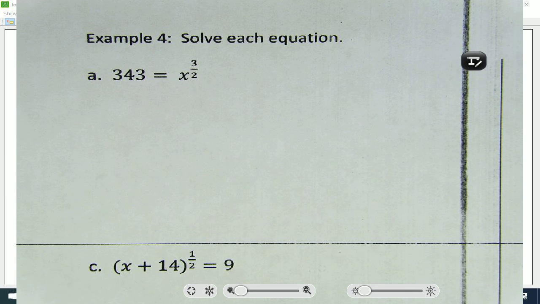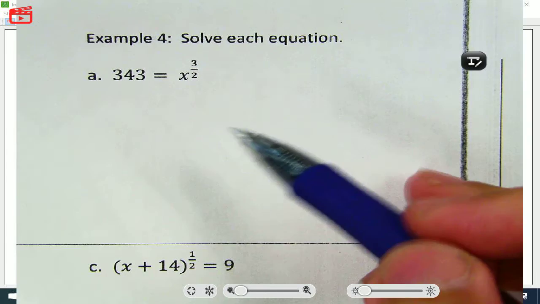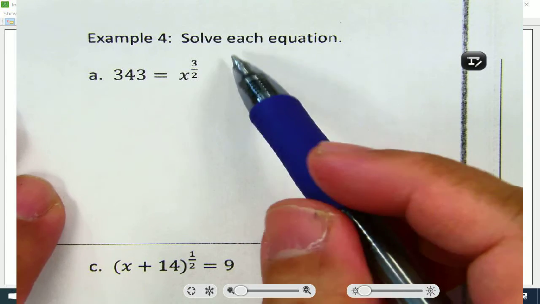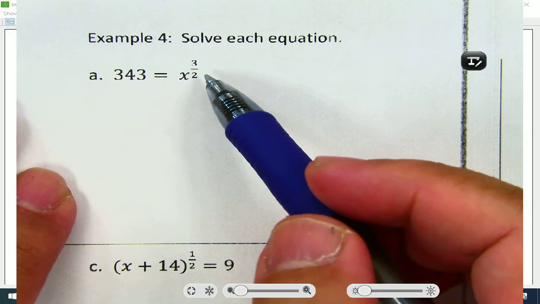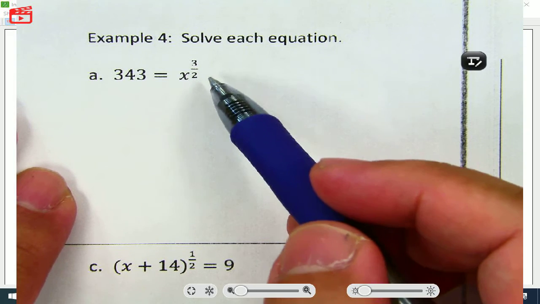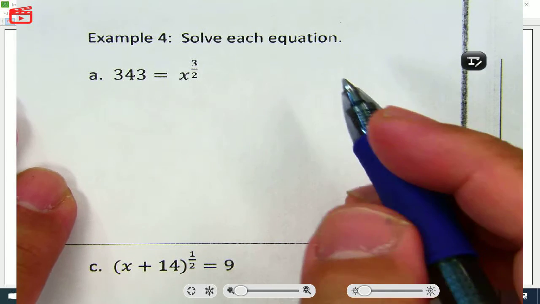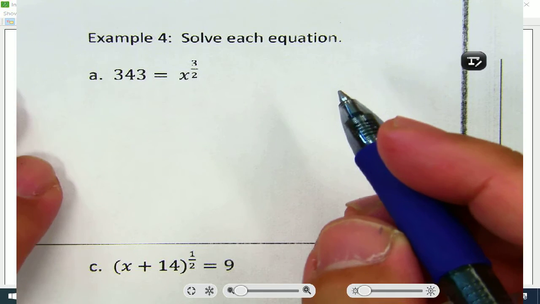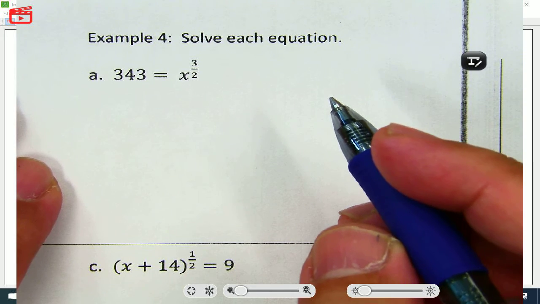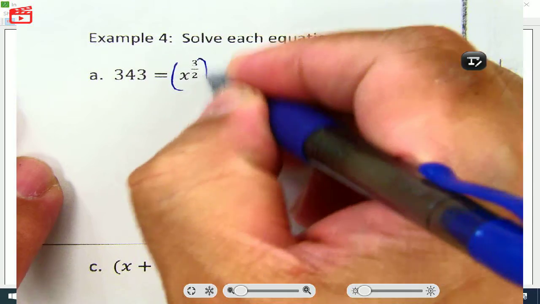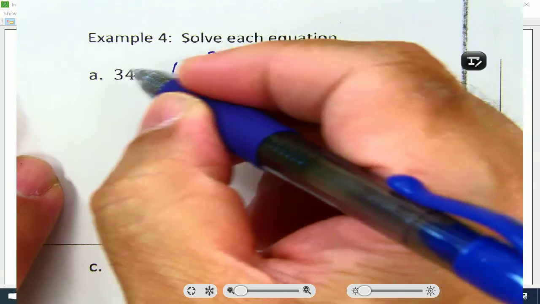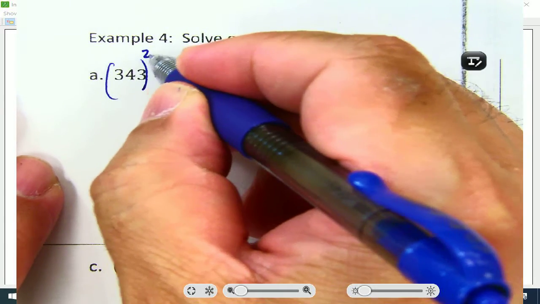So we're solving equations with rational exponents. To get rid of the rational exponent, we're going to take the reciprocal of that exponent. So what is the reciprocal of 3/2? Okay? We're not doing opposite reciprocal, we're just doing reciprocal. 2/3. So just positive 2/3. We're not dealing with negative exponents.